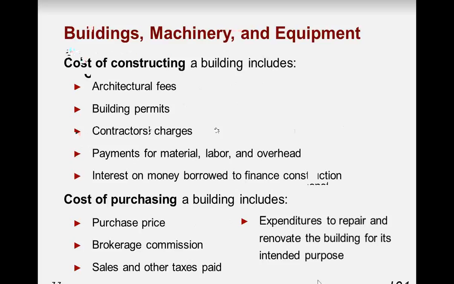We have leasehold improvements, which if we have a long lease on a property, maybe we have a 20-year lease, and we are going to do some improvements on that for our purposes, then we can depreciate those leasehold improvements over their life as well.